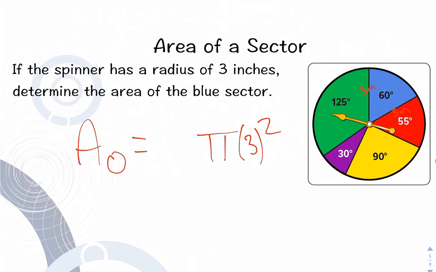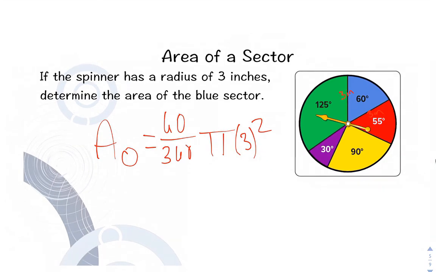So let's say that we were looking at 1/2 of the circle. Well, I would take this and I would multiply by 1/2. Or if I was looking at 1/4 of the circle, I would take this multiplied by 1/4. Well, in this case, I'm looking at 60/360ths. So I take 60 over 360 and I multiply that by my pi r squared.